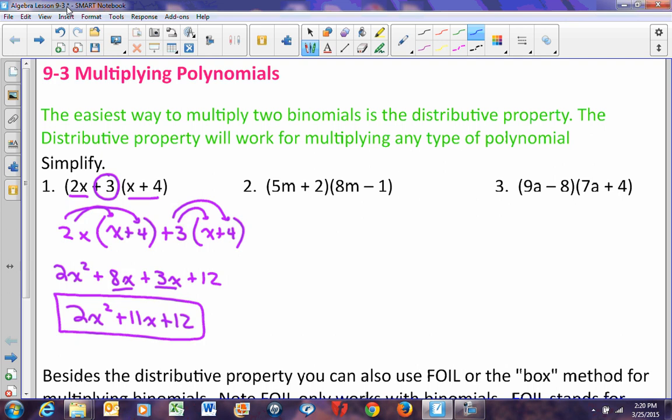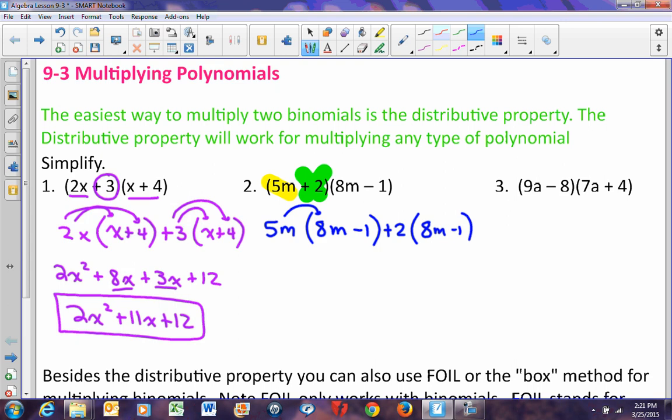Again, to set it up, you take the first term, and I'm going to highlight it this time. There's my first term, 5m, and I'm going to multiply it by everything in the second parenthesis. So I'll write the entire second parenthesis, (8m - 1). Then you take the sign and the second term, which would be, in this case, the plus 2, and multiply it by everything in the second parenthesis, (8m - 1). And now we just distribute.